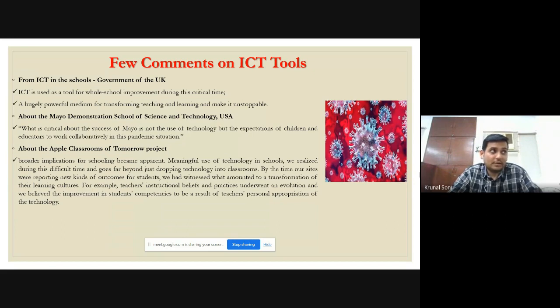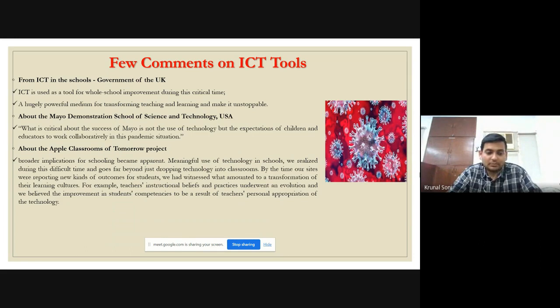From the physical classroom, the student has moved into online classrooms where they have access to multiple materials, knowledge sharing, examples, everything. So for example, teachers' instructional beliefs and practices underwent an evaluation, and we believe the improvement in students' competencies to be a result of teachers' personal appropriation of the technology, right?